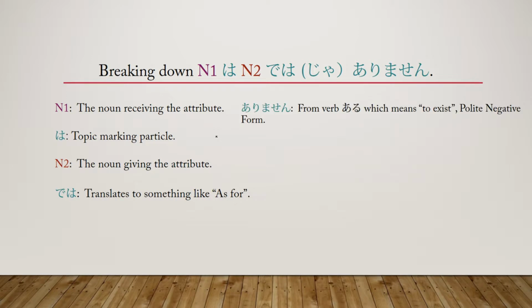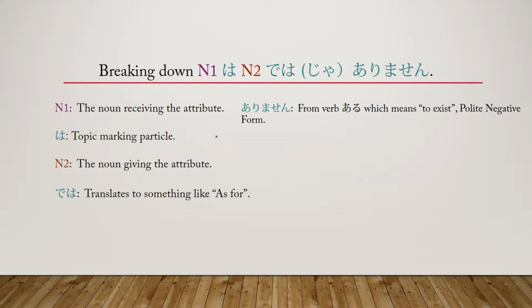Then we come to arimasen. Arimasen comes from the verb aru, which means to exist. Now in Japanese, there are two different words for to exist. There is aru, which is used for inanimate or not living objects, and then iru, which is used for living or animate objects. There's a couple nuances in there, but I'm not going to go over that right now. Just think that for everything with this pattern, you're going to use arimasu.